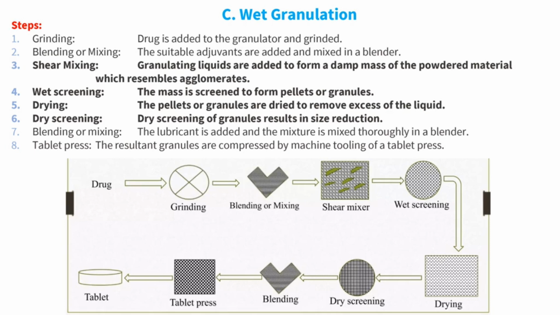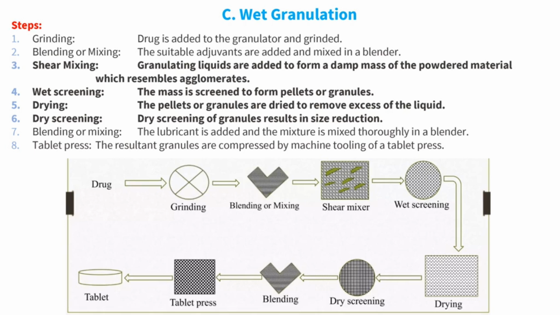5. Drying. The pellets or granules are dried to remove excess of the liquid. 6. Dry screening of granules results in size reduction. 7. Blending or mixing. The lubricant is added and the mixture is mixed thoroughly in a blender. 8. Tablet press. The resultant granules are compressed by machine tooling of a tablet press.